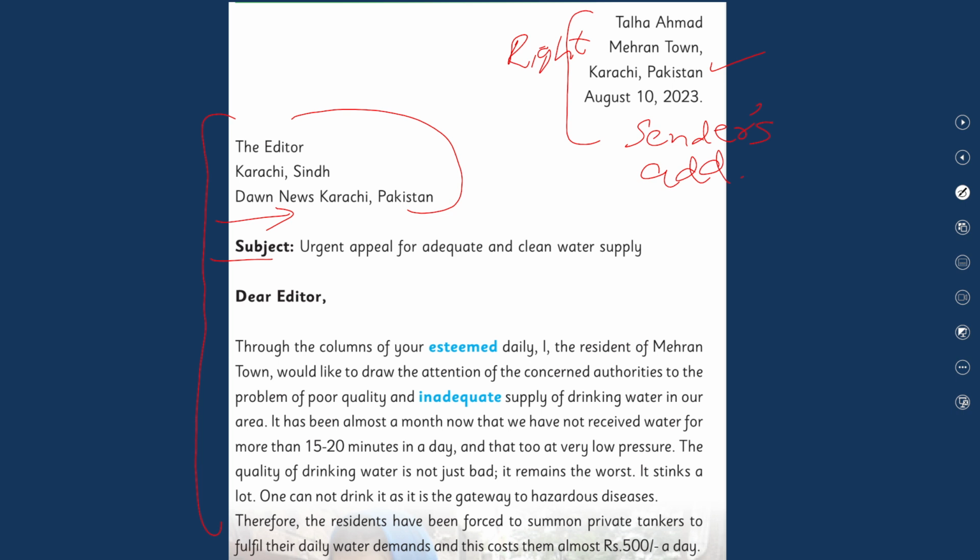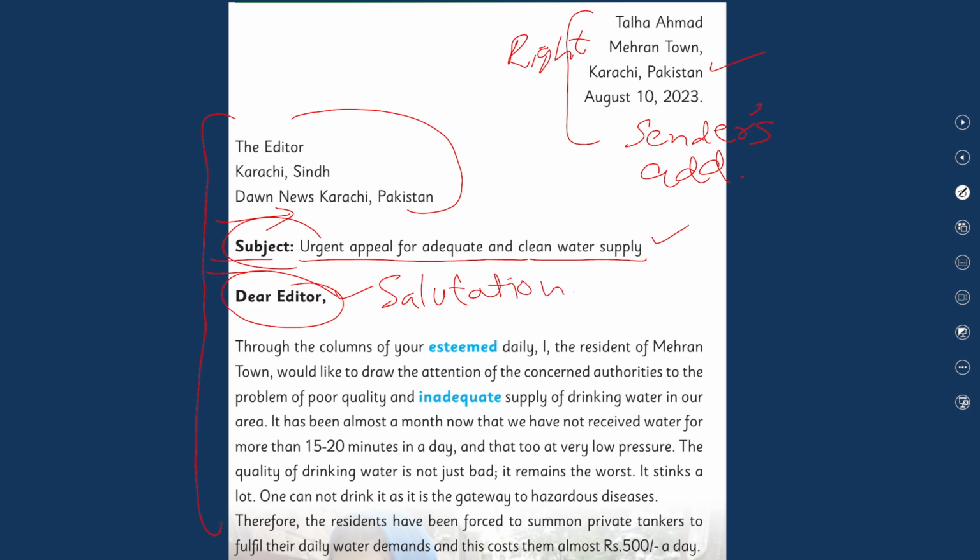Space, then you will add your subject, urgent appeal for adequate and clean water supply. Students, your subject has to be precise, concise, and very important. It should only contain as few words as possible so that it looks appealing and easy to read. So there goes the subject. Then you will leave a line, your salutation over here.